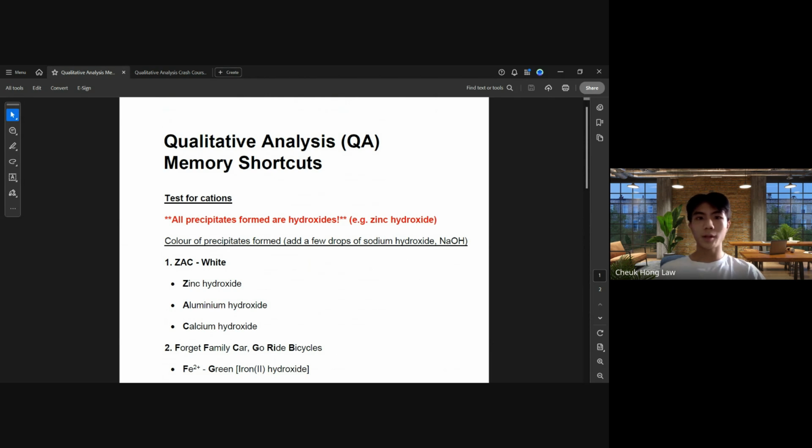Okay, welcome back to another memory shortcut video or memory hack video. Today we'll be talking about qualitative analysis. Qualitative analysis can be quite difficult to remember, so here are some memory shortcuts to remember the test for cations and the test for anions.